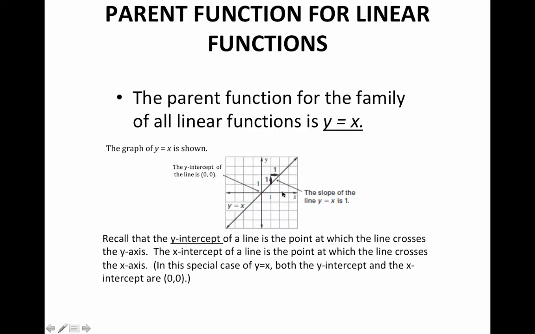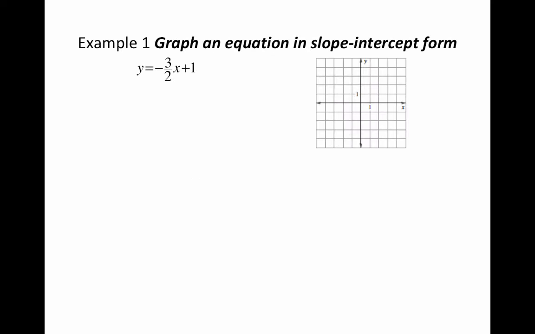Recall that the y-intercept of a line is the point at which the line crosses the y-axis. It's where it intercepts the y-axis, so it's the y-intercept. The x-intercept, likewise, is the point where the line crosses the x-axis. In this special case, 0, 0 is both the y-intercept and the x-intercept.